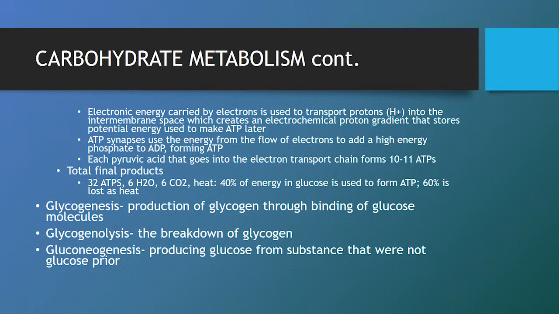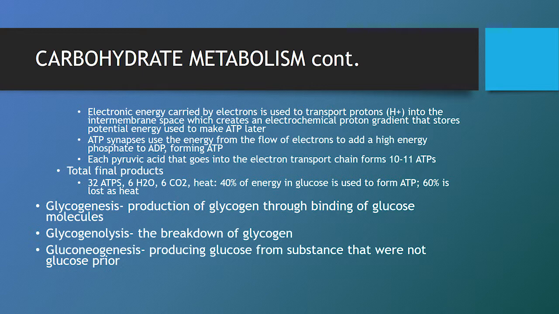So then the energy carried by electrons is used to transport hydrogen ions into the membrane space, which creates the electrochemical proton gradient, and that stores potential energy used to make ATP later on. And then ATP synthase uses the energy from the flow of protons to add a high energy phosphate to ADP, forming ATP. And then each pyruvic acid that goes into the electron transport chain forms 10 to 11 ATPs.